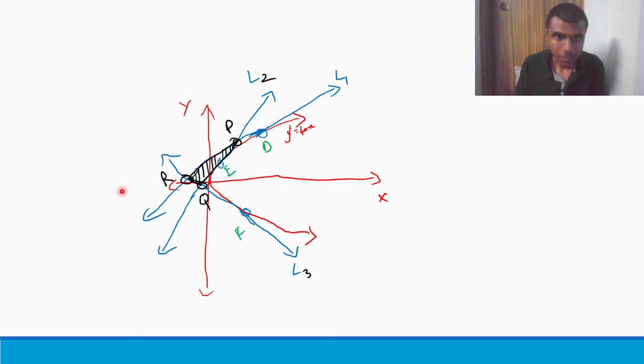To summarize what I taught till now: there are 3 points D, E, F on the parabola. The tangent at D is L1, the tangent at E is L2, and the tangent at F is L3. A tangent touches the curve at only one point. These 3 tangents meet and form a triangle, and the triangle's points are PQR. We have to find the area of this triangle.